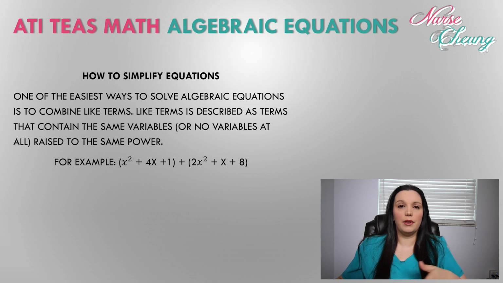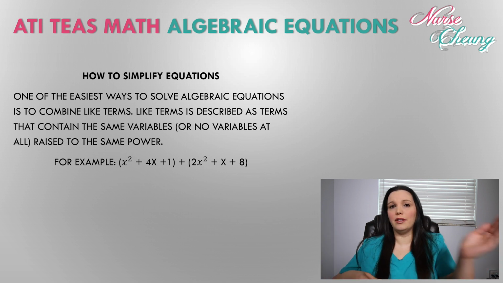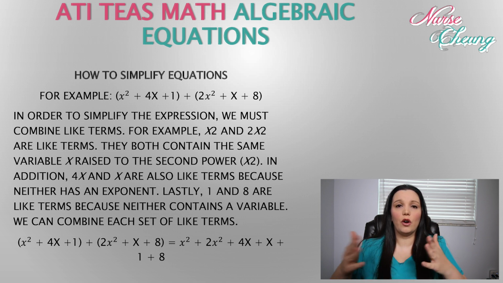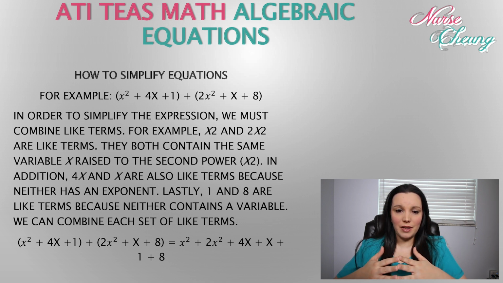x squared plus 4x plus 1 plus 2x squared plus x plus 8. Now there's a lot of numbers in there and a lot of x's, so let's break this down. In order to simplify this expression, we must combine these like terms. So for example, x squared and 2x squared are like terms. They both contain the same variable raised by the second power. In addition, 4x and x are also considered like terms because neither one of them has an exponent. They don't have a square behind them.